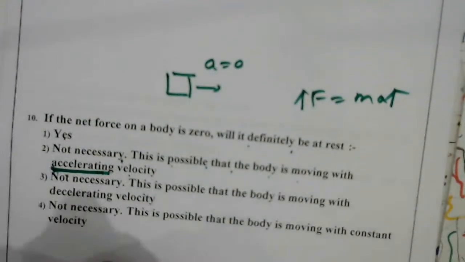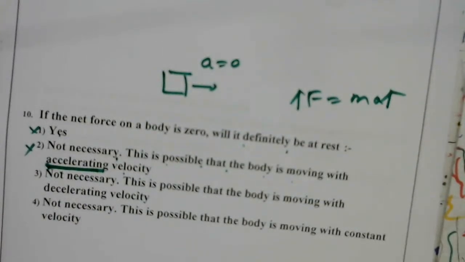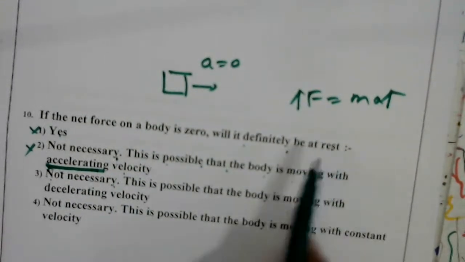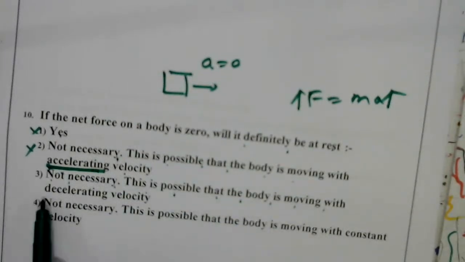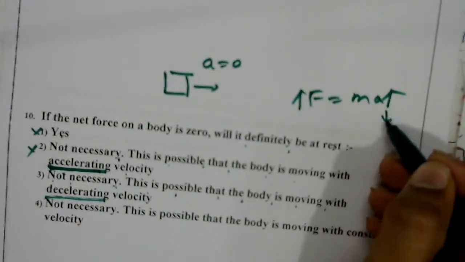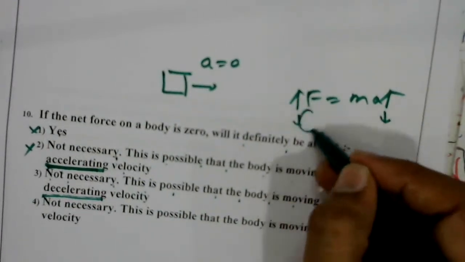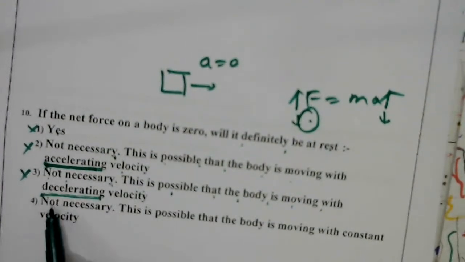That's why it's also wrong. First one is wrong, second one is wrong. Which one is correct? You have to check. At rest, not necessary. It is possible that the body is moving with deceleration. In that case a retarding force will also be there. Net force is not equal to 0 in case of acceleration as well as in case of deceleration. It is also wrong.